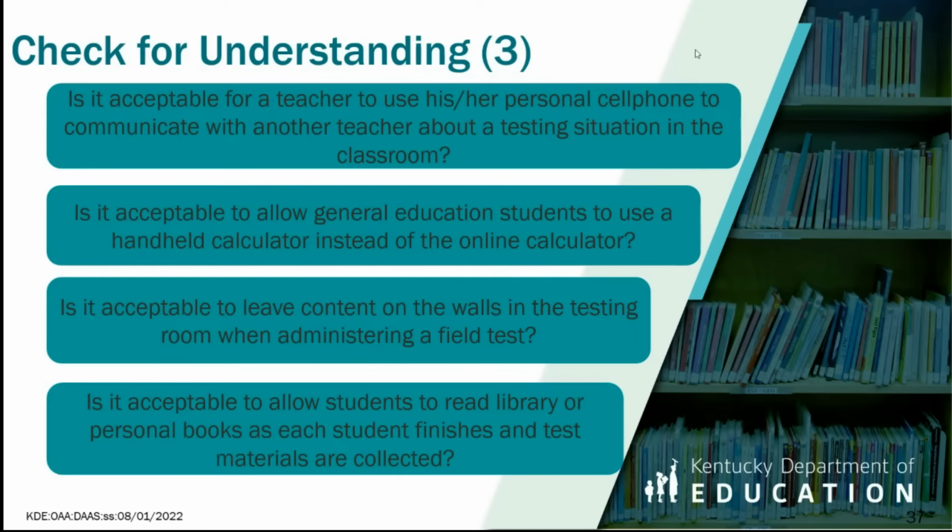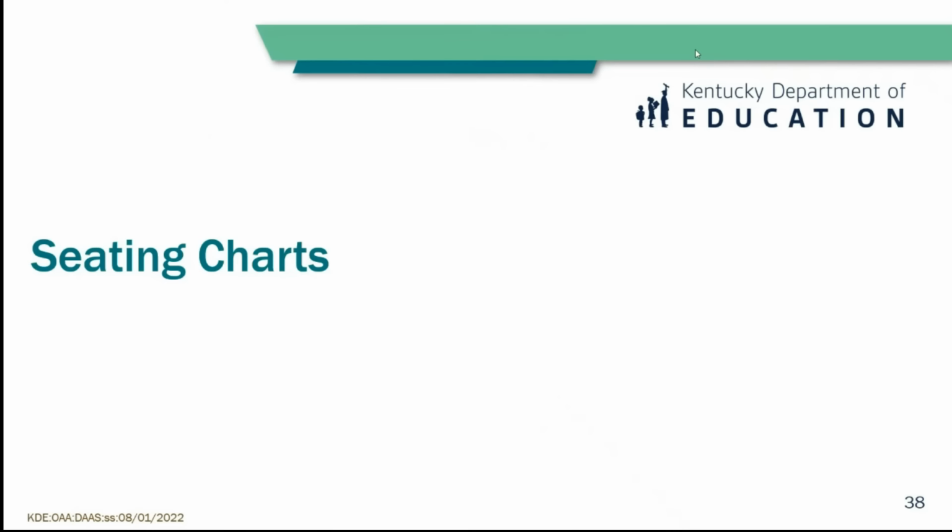Number 4, is it acceptable to allow students to read library or personal books as each student finishes and test materials are collected? Yes, it is acceptable to allow students to read library books or personal books as each student finishes and test materials are collected. This is a local decision to allow this practice or not. Let's move on to seating charts.